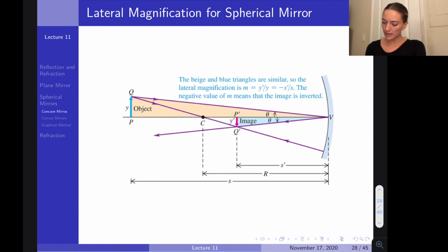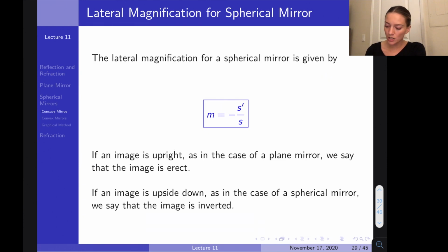Okay, so let's see now for an extended object with a spherical mirror. Again, you can do some more geometry, and you'll see that if you put an object here with some height y, and do your reflected rays, this triangle and this triangle are similar. Then you can show that the image height, y prime, divided by the object height is the same as the ratio of the image distance divided by the object distance, but negated. So we say that the magnification for a spherical mirror is given by negative s prime over s.